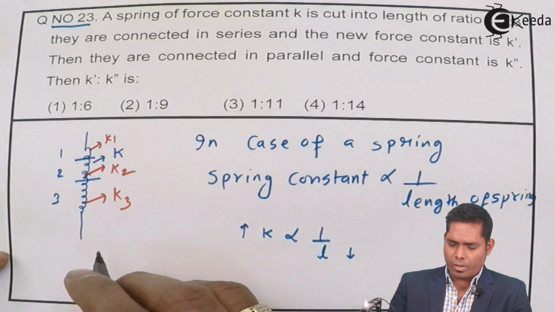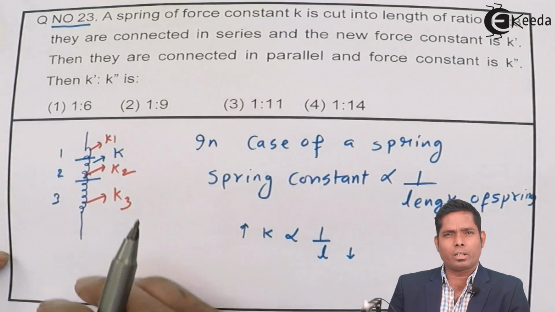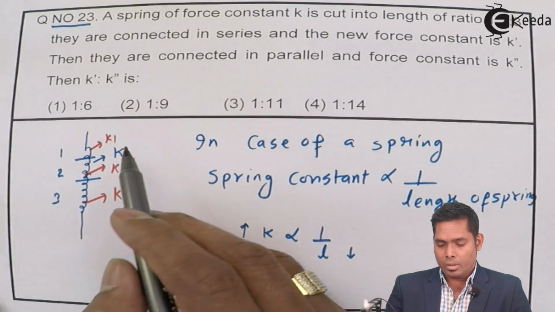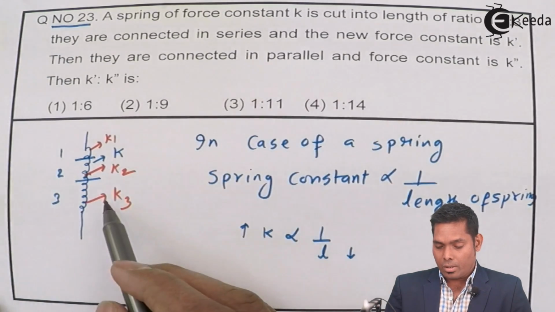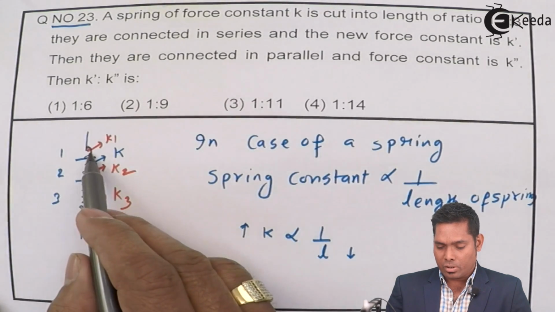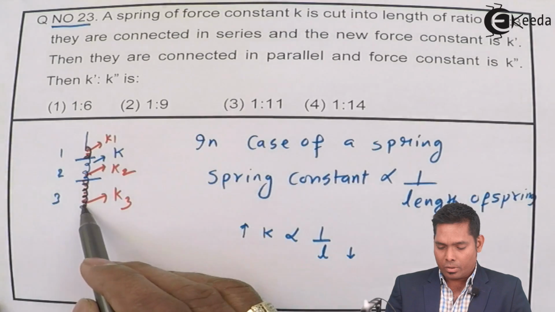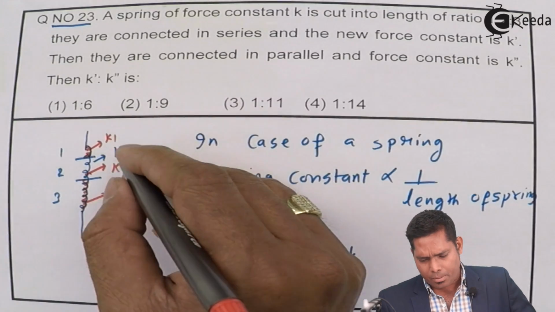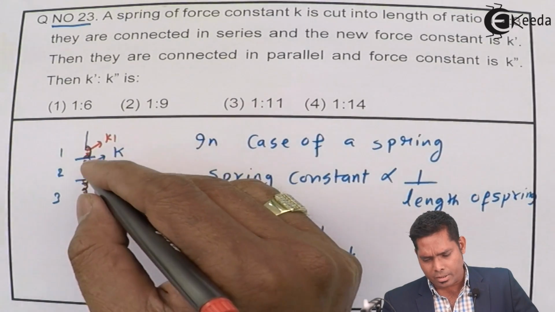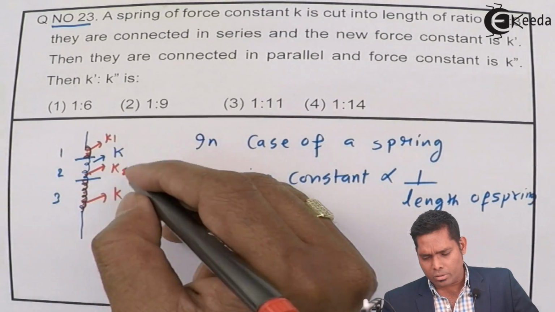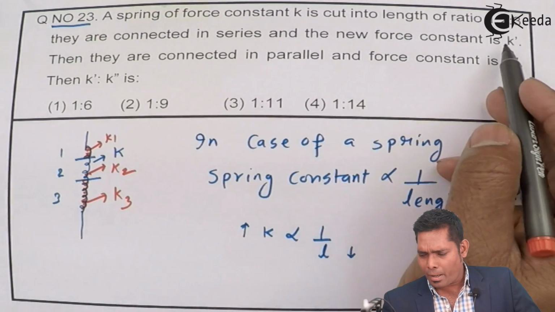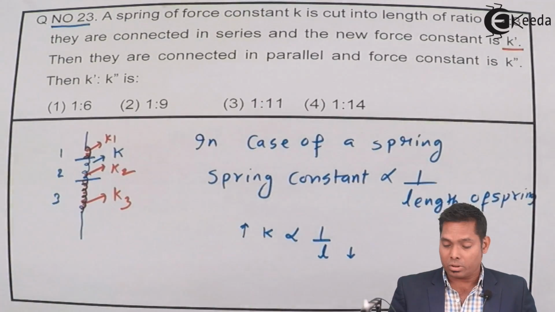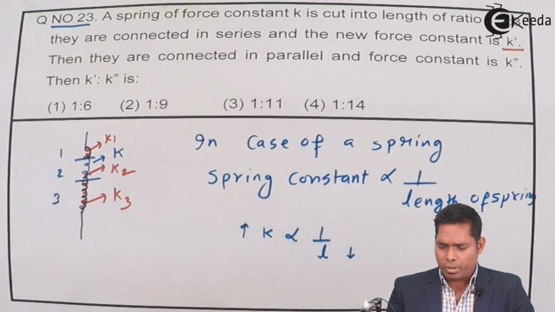If these are the individual K's when they are cut in the ratio 1:2:3 and connected in series, then I should get K, because this is the same spring. If you disconnect them and connect them together, you get K again. So this K prime, the new effective spring constant, should be K. But still we will find that.